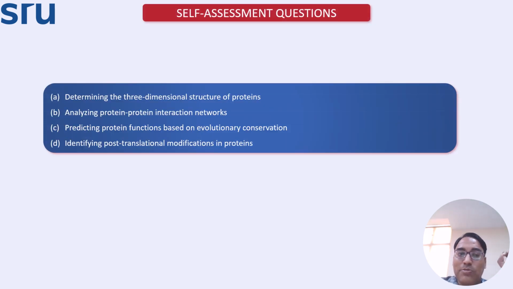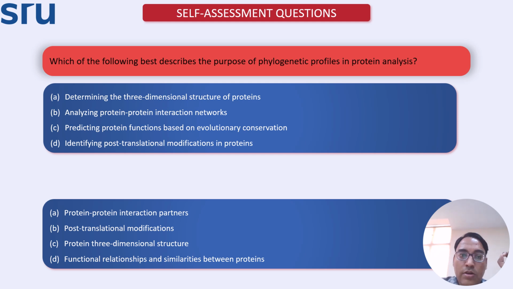Now come to the self-assessment question. Which of the following best describes the purpose of phylogenetic profiles in a protein analysis? Determining the 3D structure of proteins? Of course not. Analyzing protein-protein interaction networks? Is it giving you interaction networks? That is not at all giving. Predicting protein functions based on evolutionary conservation. It makes sense. Identifying post-translational modifications in proteins? Of course not. So option C is the right answer here.